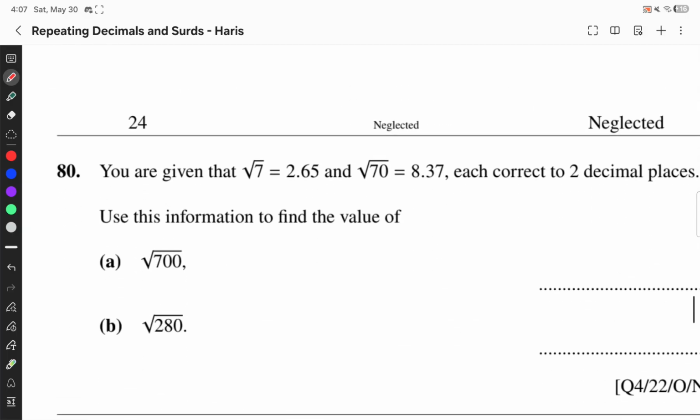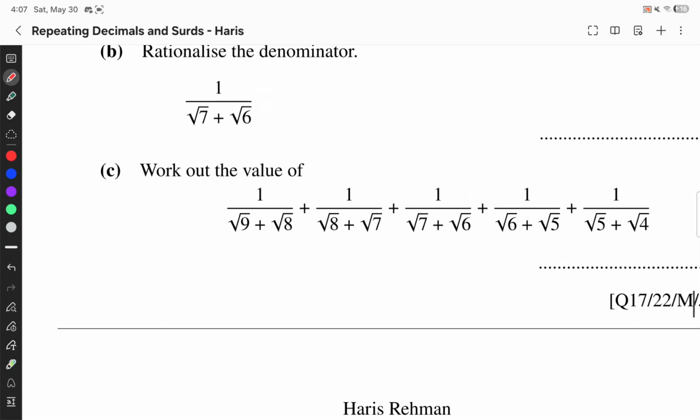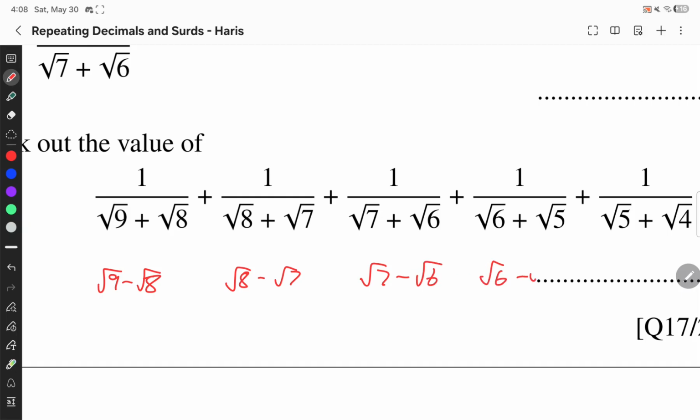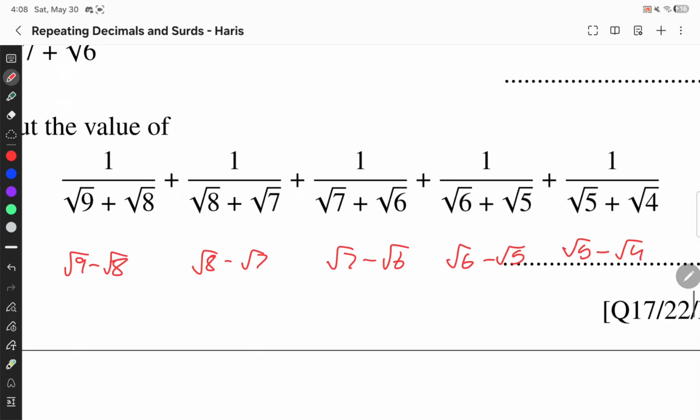Now this looks a bit scary. It's not. It is, but it's not. It actually is not, because the u is the u. We can quickly do the denominator bit. On the numerator, everyone will have the conjugates: root 9 minus root 8, root 8 minus root 7, root 7 minus root 6, root 6 minus root 5, root 5 minus root 4. I know I'm running out of space.